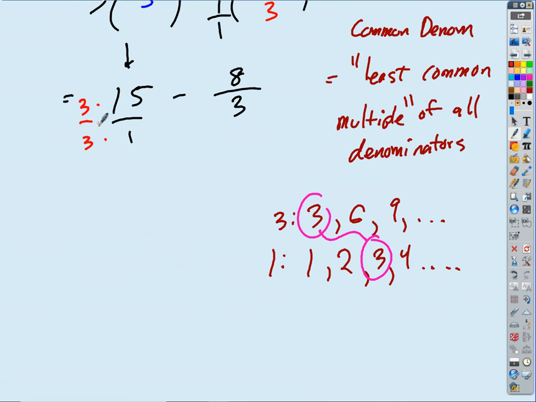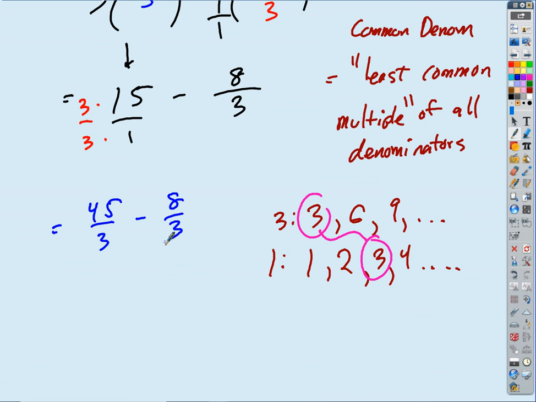That's pretty tricky, right? I know you've done that 1,000 times in your life, but maybe you've never really thought about what it is really doing, right? It really is just changing the look, but not the value, okay? So this first fraction is going to become, if I multiply straight across, you already told me, 45/3 minus 8/3. And now because I have common denominators, I can do this easily, right?